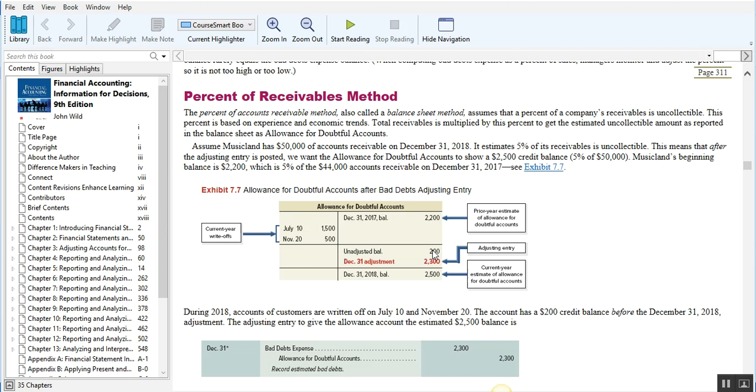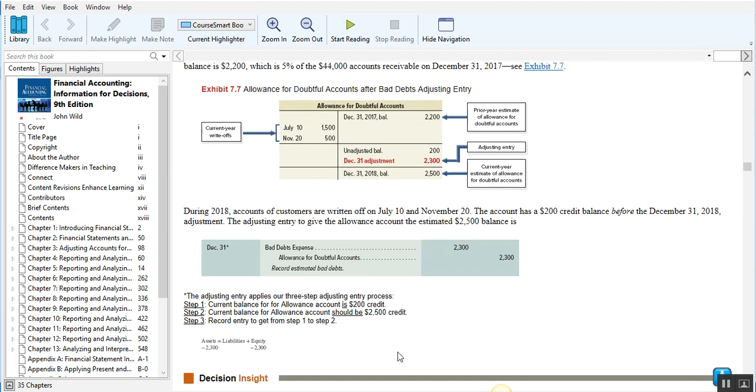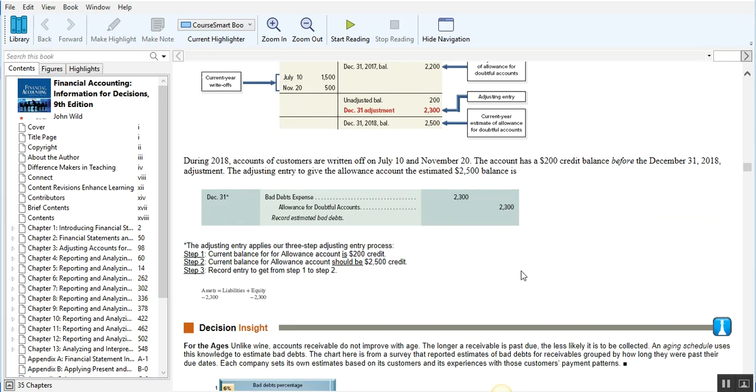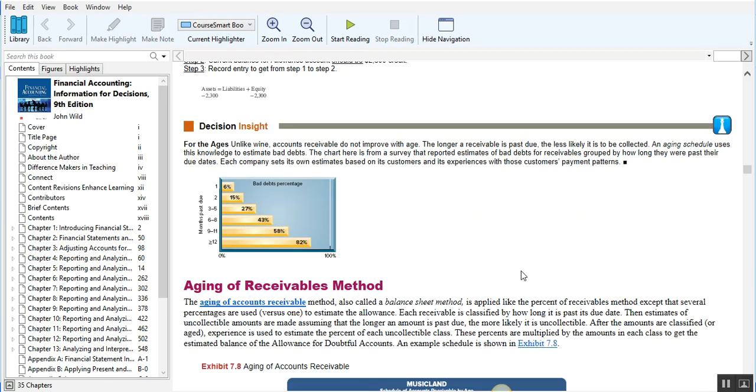In order for us to get back to the $2,500 amount that we believe we should have, we need to make an adjustment here of less than the $2,500, so we arrive at $2,500 for the balance. So we'll take the $200 and subtract it from the $2,500 to get the $2,300 credit adjustment. And this is where we do the adjustment. We debit bad debt expense and credit allowance account, and that will bring us up to the $2,500 amount.